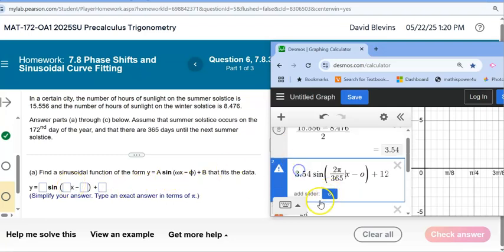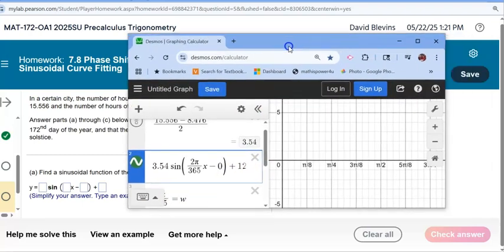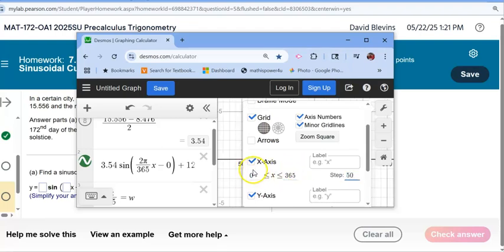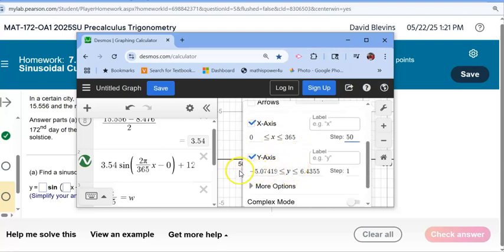So now we've got that. And now we need to make sure that the maximum occurs on the 172nd day. All right, so let's graph it without this. Let's make this a 0 for right now, and then we'll see where we are. Now I'm going to make the window go from 0, the 0th day of the year, to 365 days in a year. I'm going to do a step size of 50, because we just need the graph more than anything.